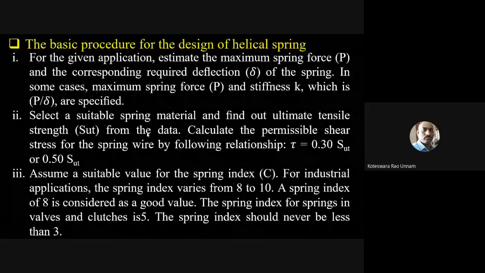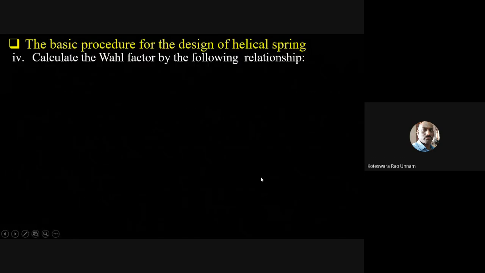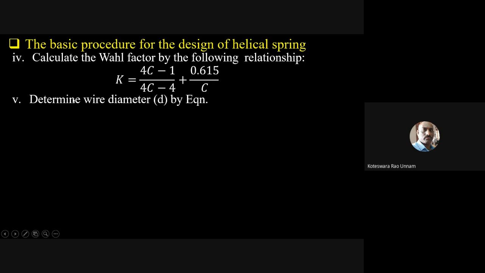Based on that material, we'll identify the allowable shear stress in that material. Then after that, we'll fix the spring index. Once we fix the spring index, I can calculate the wire diameter using this. Once the spring index is fixed, I can determine this wall stress correction factor.